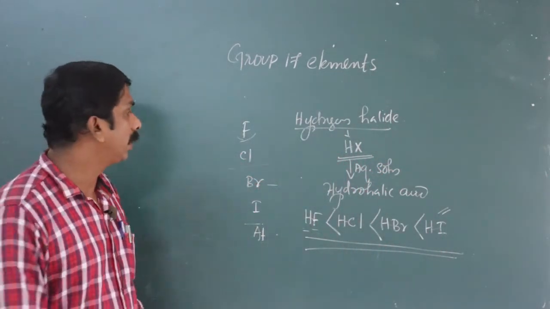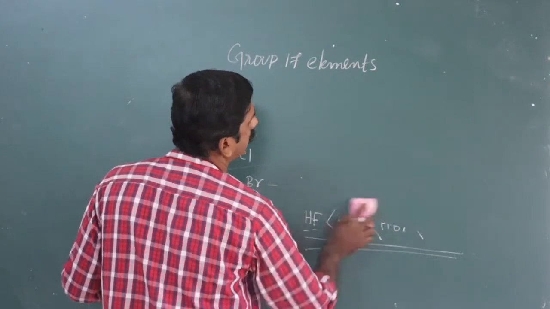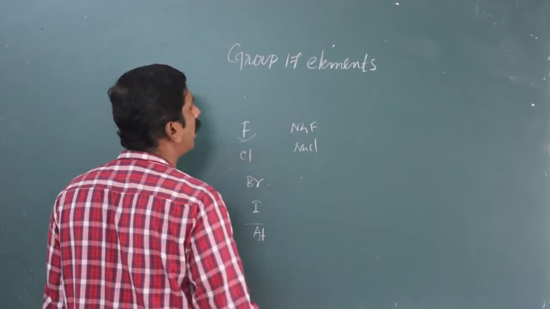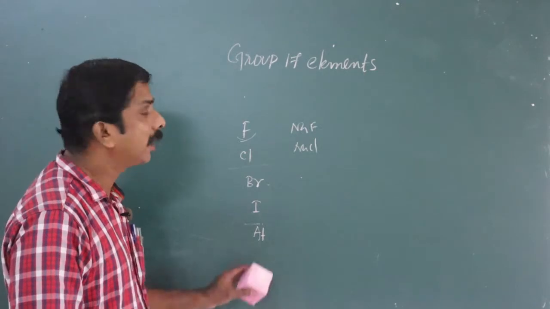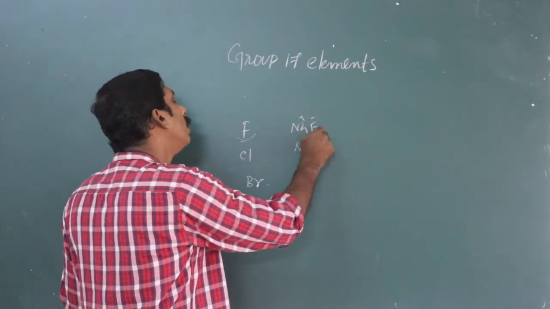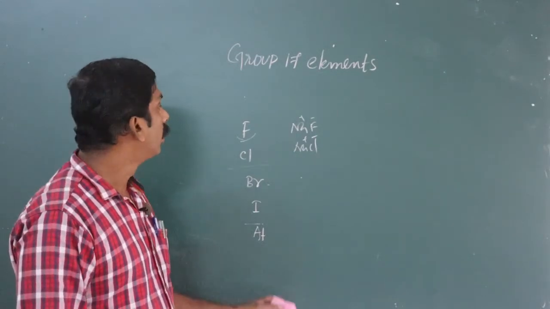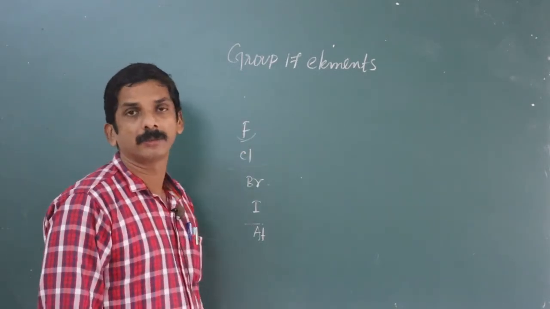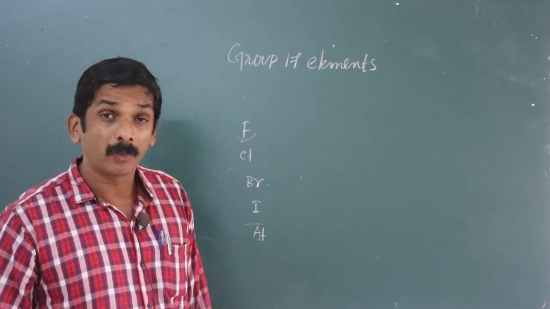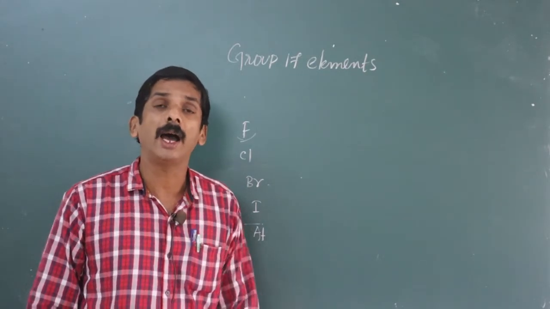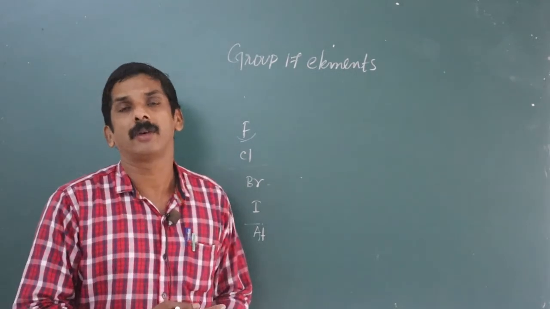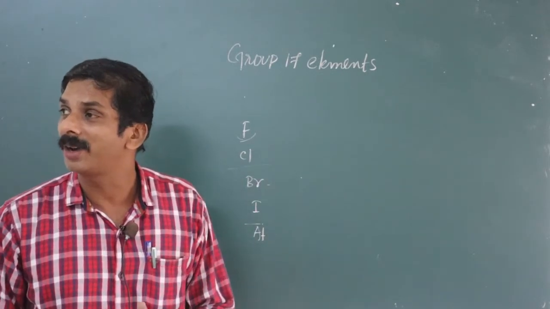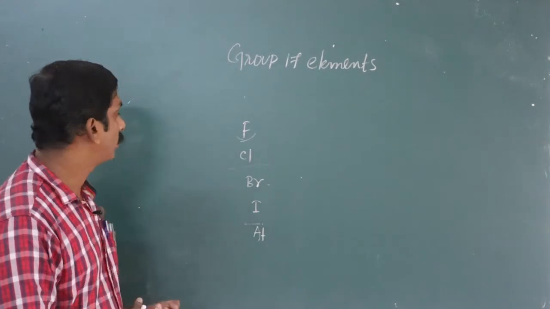Then halogens combine with alkali metals or S block elements to form their salts: sodium fluoride, sodium chloride, etc. They are ionic compounds because alkali metals are electropositive and halides are electronegative in nature. Halogens can also combine with themselves, which we will discuss later. These compounds are called interhalogen compounds. There is a separate topic dealing with interhalogen compounds: what they are, how they are classified, and the different methods of preparation.